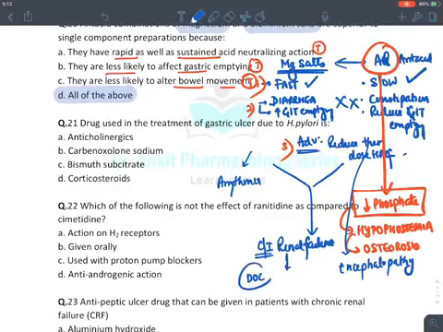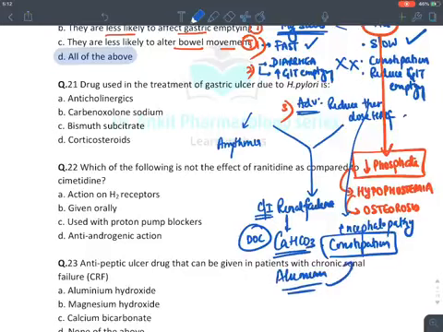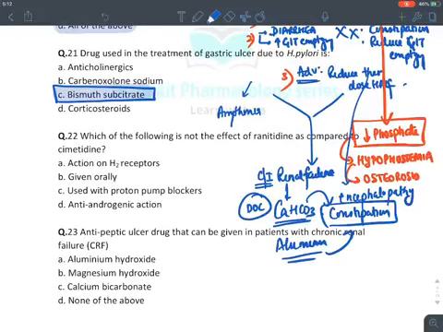Hence, in renal failure, the drug of choice among antacid becomes out to be calcium salts, especially calcium bicarbonate. Okay, we give them. But remember, calcium also produces constipation. So calcium and aluminium produce constipation. Magnesium produces diarrhea. Okay, so this is the complete summary of antacids. Now, drug used in the treatment of gastric ulcer due to H. pylori is colloidal bismuth subcitrate. Okay, we have already discussed. Which of the following is not an effect of ranitidine as compared to cimetidine? Remember, they both are H2 blocker, true.